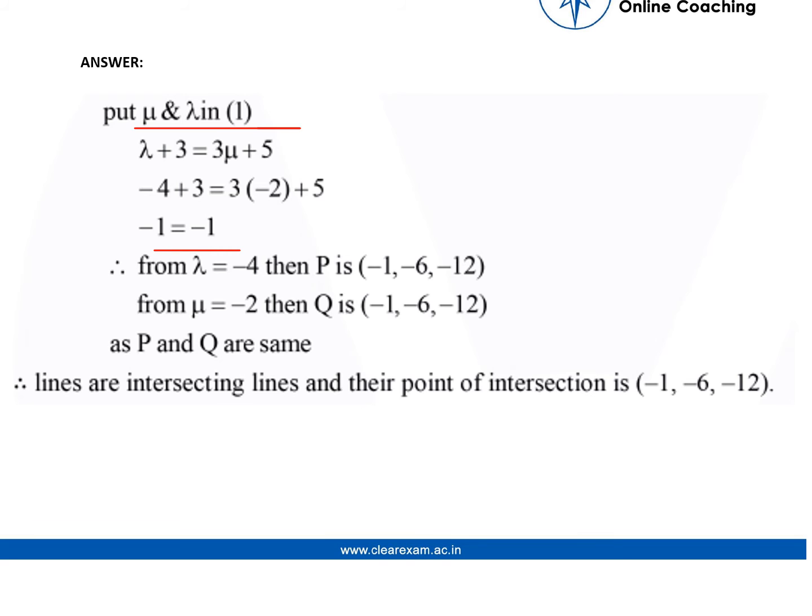After putting these values, for lambda equals minus 4, P is this, and for mu equals minus 2, Q is this. Since P and Q are the same, the lines are intersecting and their point of intersection is P and Q, both of them being the same.